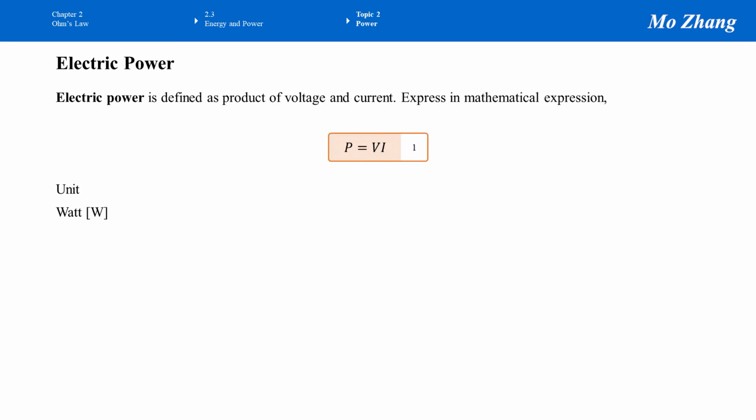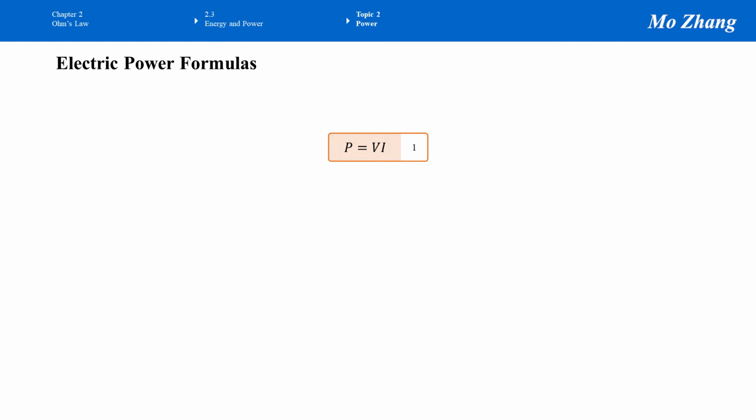Now let's talk about the electric power. Electric power is defined as the product of voltage and current. As shown in the formula here, the power P equals voltage V times the current I. This is the definition of electric power. Since it's power, the unit is still watt, or the uppercase W. From the definition of electric power, we can apply Ohm's law formula and get two more forms.